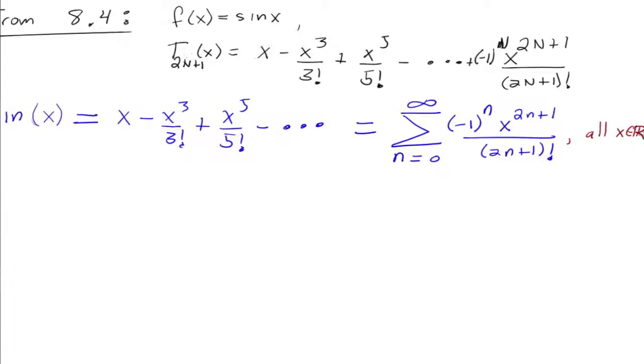So there are a couple ways to see this. You can, of course, do the ratio test with the power series. That's how we did it back in the day. So if you do the ratio test with this, you can see that the radius of convergence is infinite. Or you can use the theorem that we just talked about, that the derivatives are bounded.